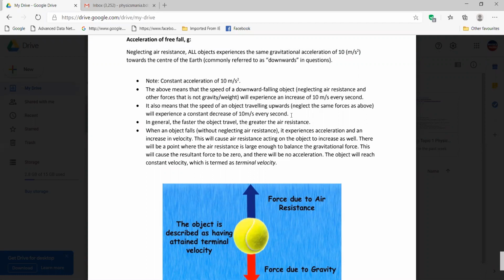If you throw any object upwards, any stone upwards, it will become slower, right? And the decreasing speed comes this way, 10 meter per second every second, due to the force of gravity, force of attraction of the earth, pull of the earth, right? So now we will stop here.